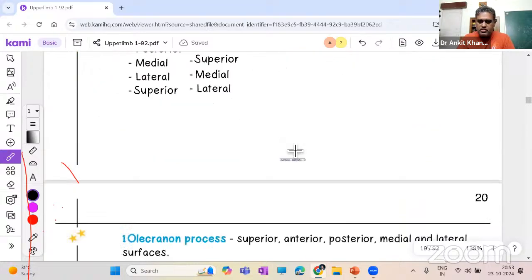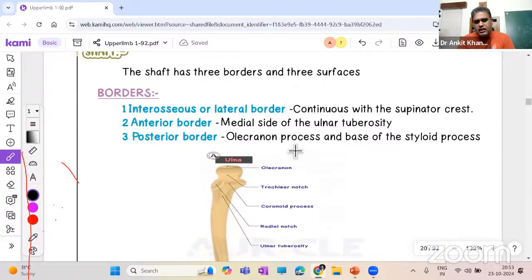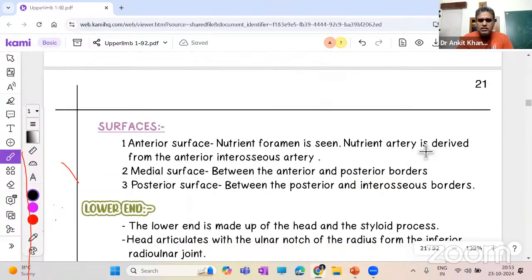Some features over here, surface, and all that. Okay, fine. The basic features. Shaft again will have three borders. Do understand the interosseous or lateral border, continuous with the supinator crest. Supinator crest is where the supinator muscle will come and attach. Don't worry about all this.